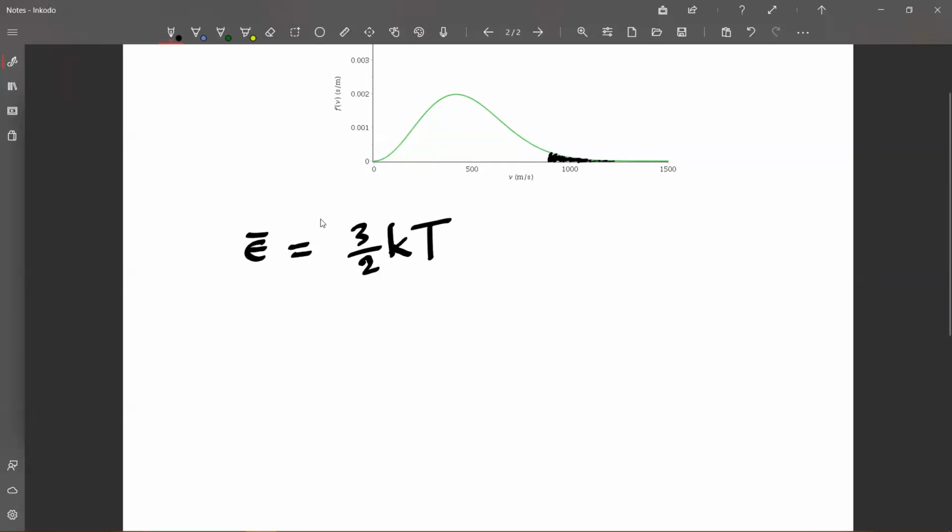And isn't it interesting that it does not depend on the mass of the particle, right? Doesn't matter if you're talking about nitrogen, oxygen, argon, something heavier like CO2. At the temperature of Earth's atmosphere, all of those gas particles have the same kinetic energy on average. Now, because they have different masses, that means that their RMS speeds will be different on average.